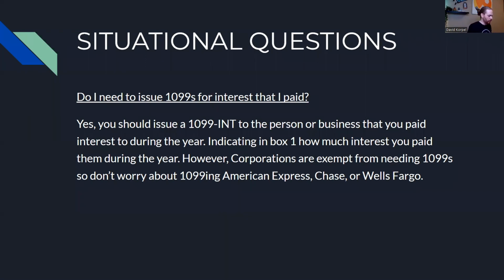But think of loans from other small businesses, from friends and family, any loans to an individual or a closely held entity that is not a corporation should have a 1099 interest produced so that, again, that entity or that person shows that income on their tax return.